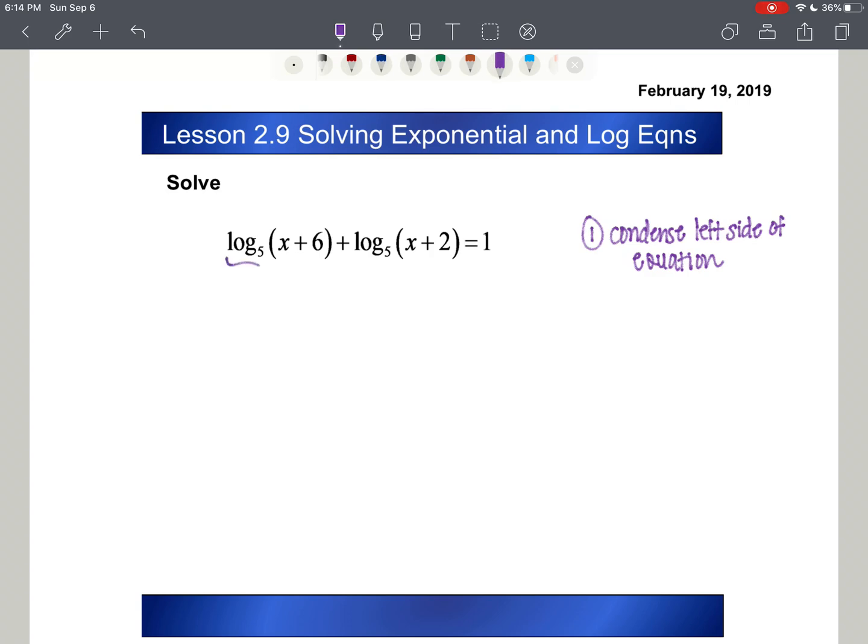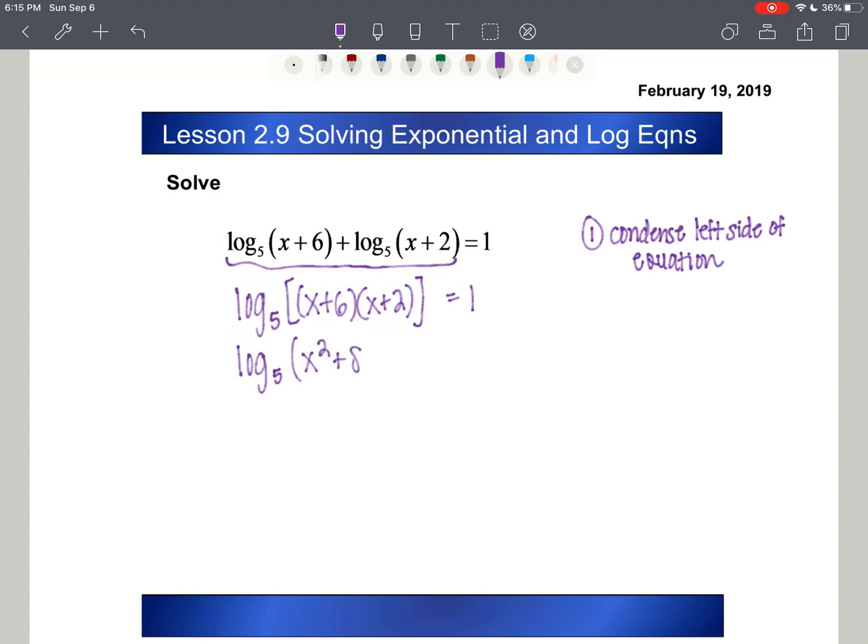So we're going to take this more complicated side of the equation that has all of the logarithms, and we're going to rewrite that to be something more simple. Log base 5 of x plus 6 times x plus 2 equals 1. And then I can further expand that, or condense that, simplify it, to be x squared plus 8x plus 12.